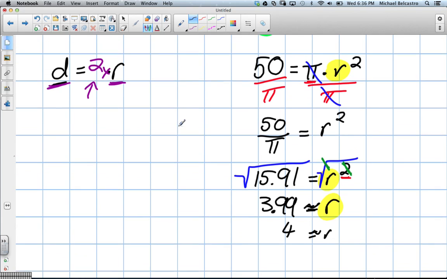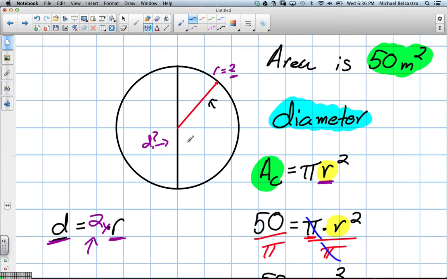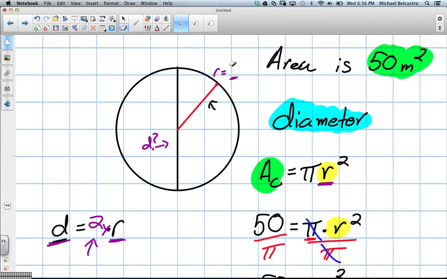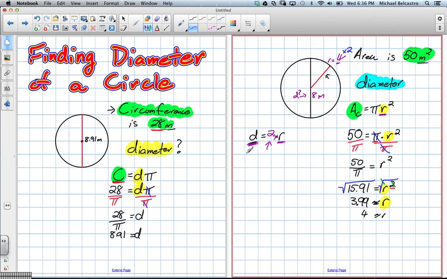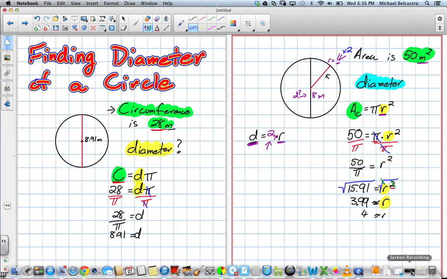Have we found the diameter yet? No. So remember, our hypothetical was the radius is 2. Well, that's not the case. The radius is actually 4 in this question. So what would the diameter be? 8. And how did you find that? Yeah, you multiplied the radius by 2, so the diameter ended up being 8. And what's our unit of measurement? Meters. So it's 8 meters. Okay. So that's how you find diameter, whether you're given the circumference or you're given the area of a circle. Okay?